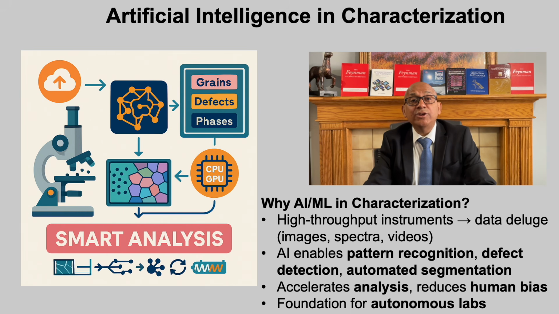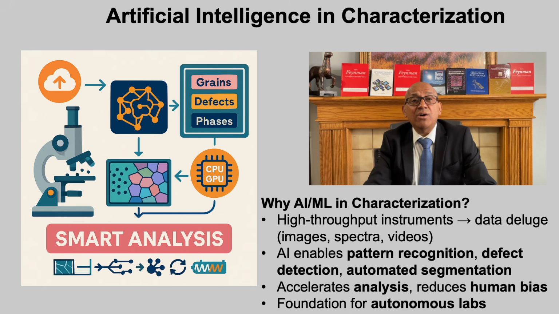Artificial intelligence, especially machine learning and deep learning, provides a transformative way to extract knowledge automatically. By training neural networks on labeled datasets, AI can recognize subtle and complex features, grain boundaries, dislocations, phase domains, far faster and far more consistently than human observers. This dramatically accelerates the feedback loop between synthesis, characterization, and modeling, ultimately enabling closed-loop materials discovery.